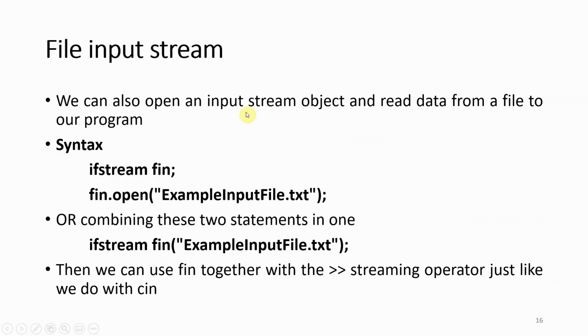We can also open an input stream object and read data from a file into our program, as we already saw. You can use it like this: using a default constructor and then opening the file, basically making a connection between this object and the file. Or you can combine these two and use the non-default constructor. In this case, you don't need to open the file; it's implicitly done in the non-default constructor. Then we can use fin together with the extraction operator, just like we do with cin.